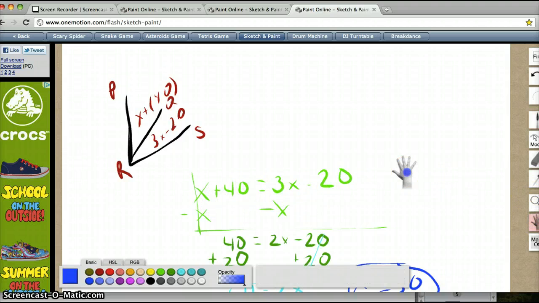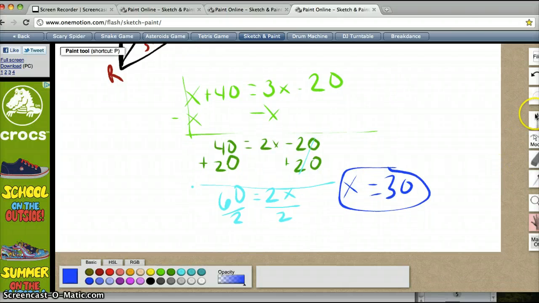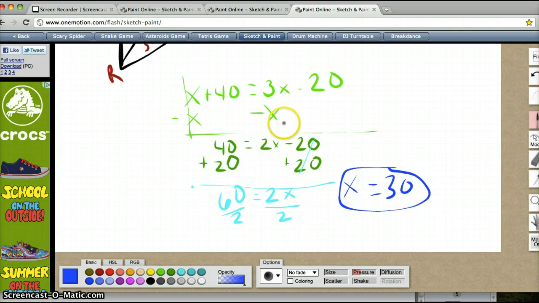And now all you're going to do is combine like terms. So you're going to subtract x from both sides, and you get 40 equals 2x minus 20. You're going to add 20 to both sides, and you get 2x equals 60. Divide by 2, and x is 30.